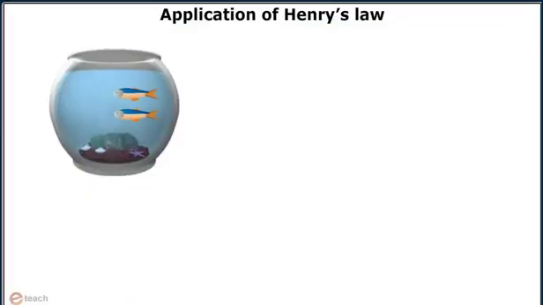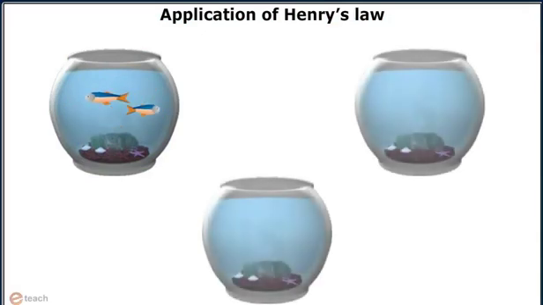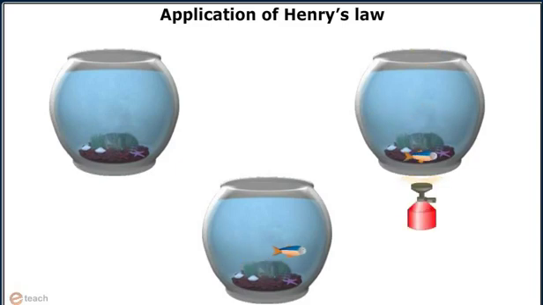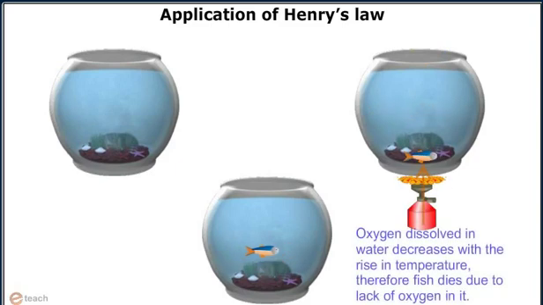We have two fishes living in a jar. Now their home is changed. First fish is placed in the same condition, while when the second fish is shifted to a higher temperature water jar, it dies. Oxygen dissolved in the water decreases with the rise in temperature. Therefore, fish dies due to lack of oxygen.